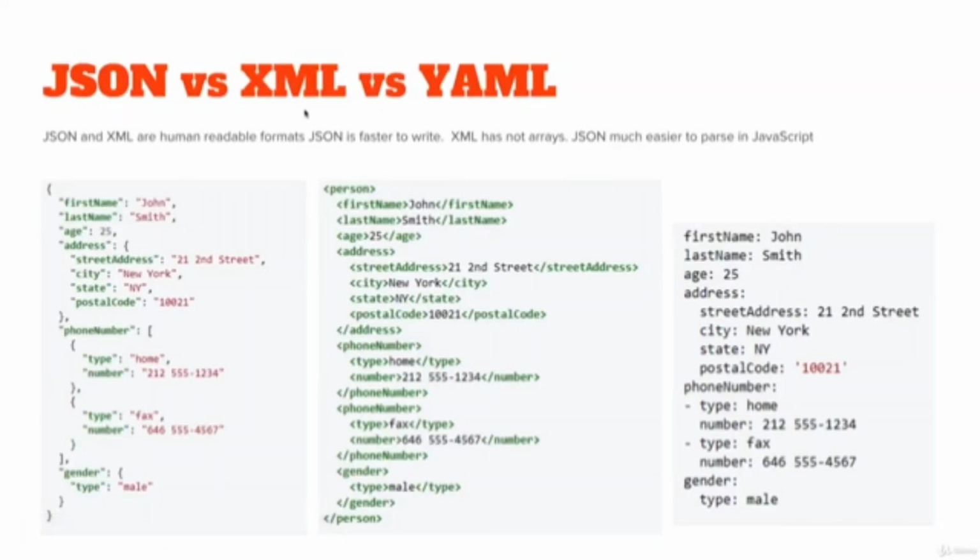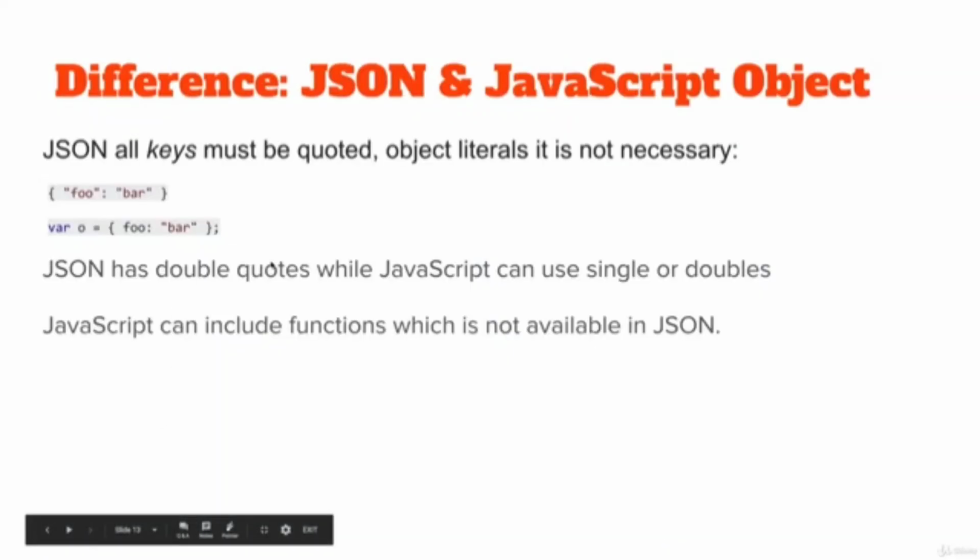So JSON versus XML versus YAML. So there are some differences. JSON's the one here on the left-hand side. So this is one of the easiest ones to read, write, and use within JavaScript. So there are some differences, of course, between JSON and JavaScript.